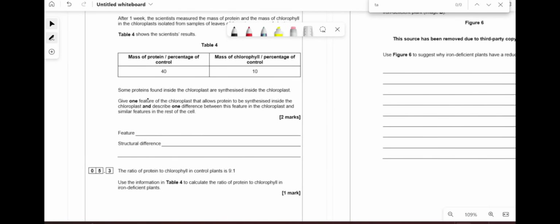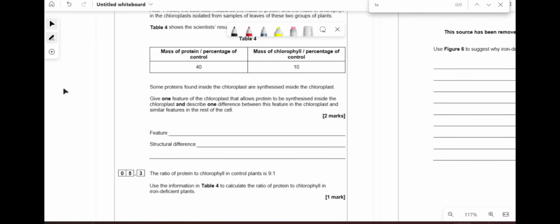So some proteins found inside the chloroplast are synthesized inside the chloroplast. So they're made within the chloroplast. Give one feature of the chloroplast that allows protein to be synthesized inside the chloroplast and describe one difference between this feature in the chloroplast and similar features in the rest of the cell. So chloroplasts have their own DNA, which lets them do that. To make a protein, you need to have DNA. So they've got DNA, but the difference is that the DNA is not in a nucleus. It's not associated with proteins and histones, and also the DNA found here is a lot shorter.